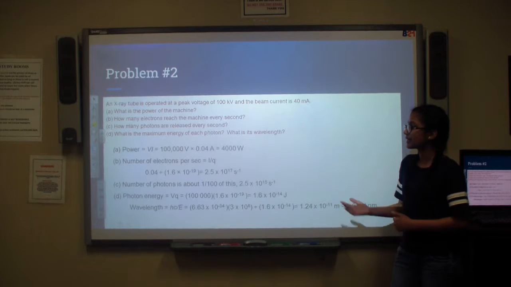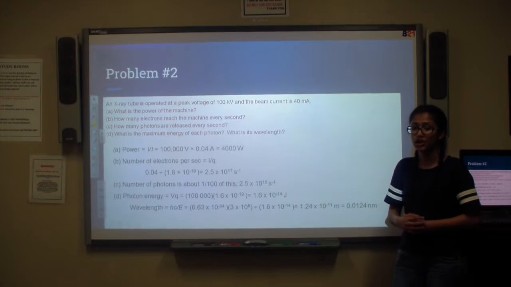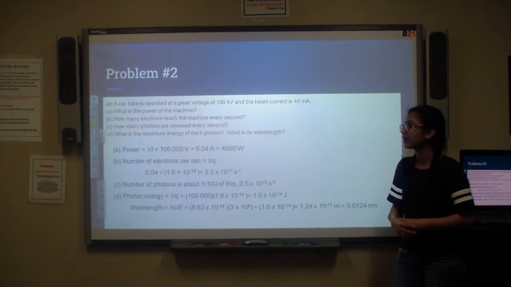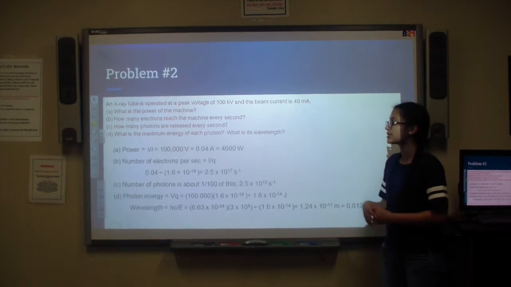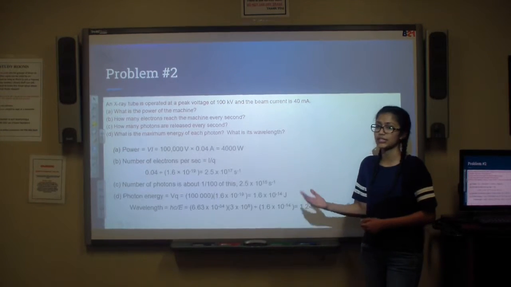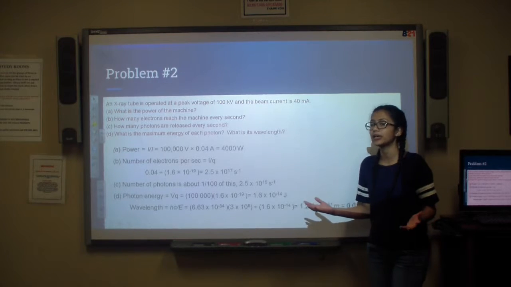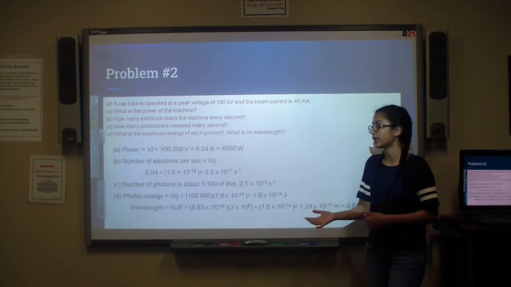Next, the question is asking us to solve for how many electrons reach the machine every second. So the equation that we're going to use for this problem is the number of electrons per second is equal to the total charge divided by the individual charge of each electron.